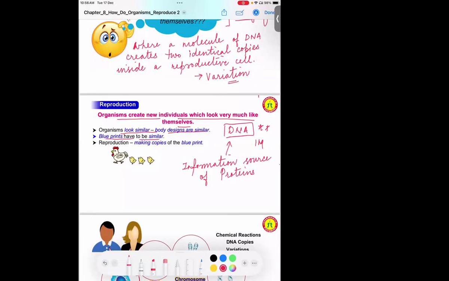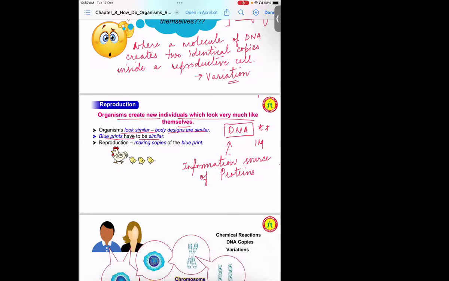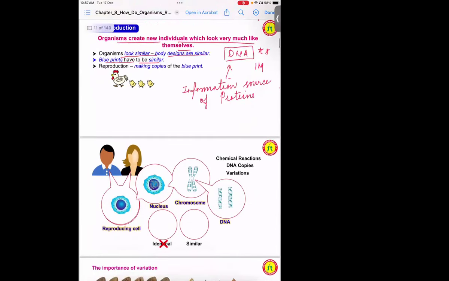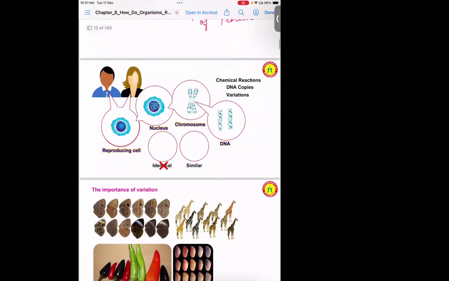So you might have seen, right? You are going to write the board exams. For writing the board exams, the CBSE will be providing you the blueprint. So on the basis of that exact blueprint, they will be making the paper. In the same way, in an individual also, the blueprint will be there, and using that blueprint, the individual will be giving birth to the young ones. So here they are similar.